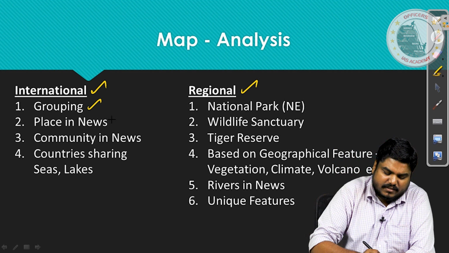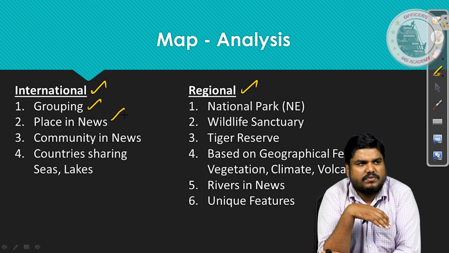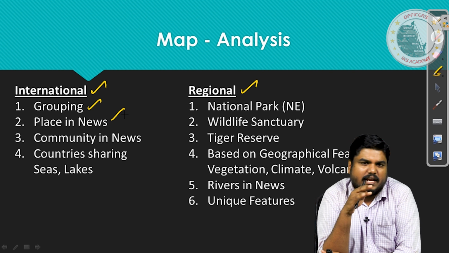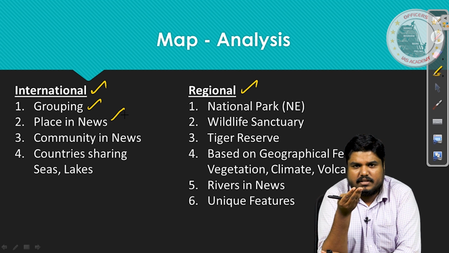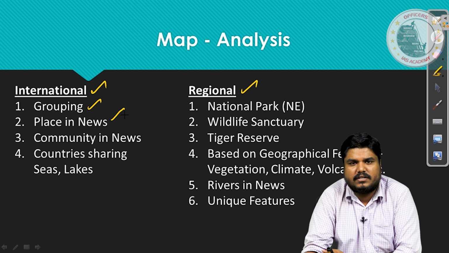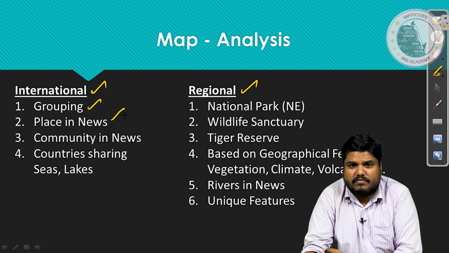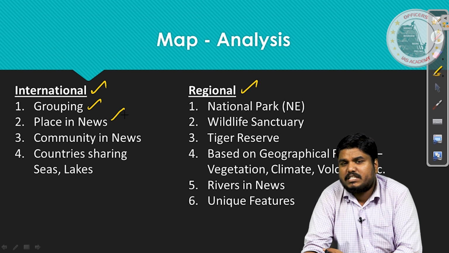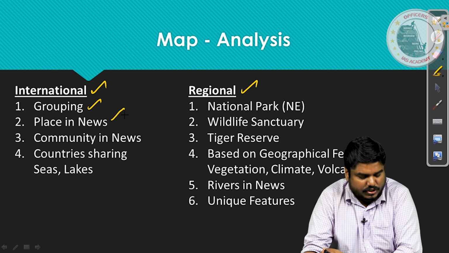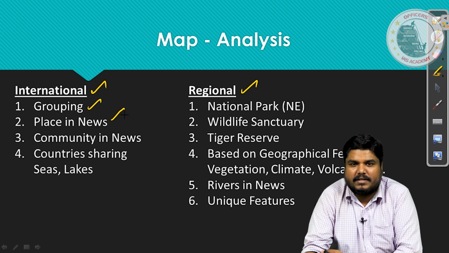Places in news. I remember a question which was asked in 2018 prelims on Catalonia and Spain. Catalonia is a region in Spain, they were protesting, they want to get separated, because Catalonia was feeling that they are contributing a lot to Spain's GDP, but in return they are not getting much benefit. So, this was in the news and we found a question on Catalonia and Spain.